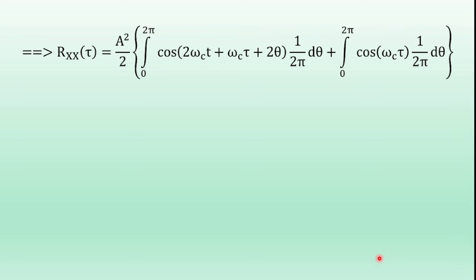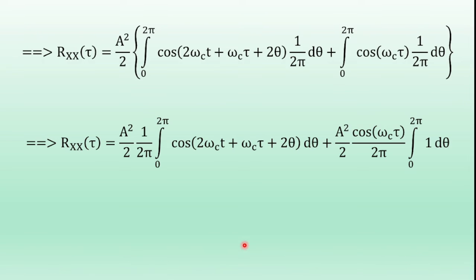So using the expectation expression, the expectation of the first term is the integral from 0 to 2 pi of cos of (2 omega c t plus omega c tau plus 2 theta) into the density function of theta, which is 1 by 2 pi, d theta, plus the expectation of the second term, which is the integral from 0 to 2 pi of cos of omega c tau into the density function of theta, which is 1 by 2 pi, into d theta.